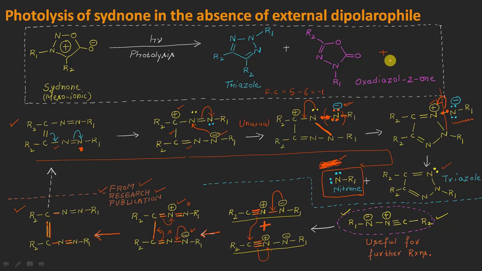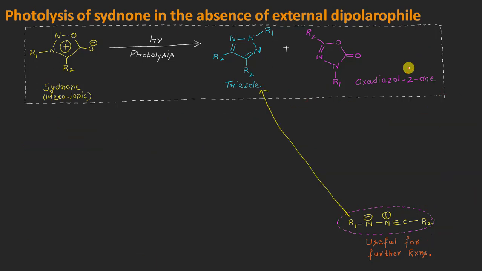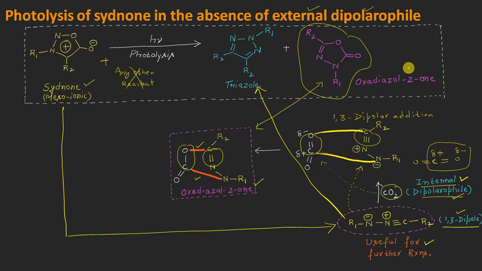A molecule of triazole plus the oxadiazole-2-one, the mechanism of which we have seen on the last slide, starting from this type of resonating structure. Moreover, what else we are getting here is a molecule of nitrene, that is R1N, with 2 lone pairs of electrons, which are actually neutral species but are reactive in nature, right? This is all about the photolysis of the Sydnone molecule in the absence of an external dipolarophile.